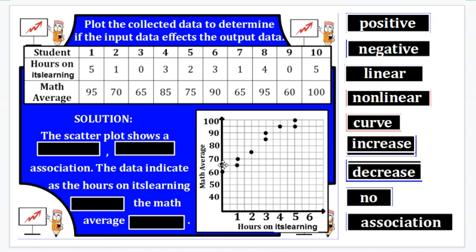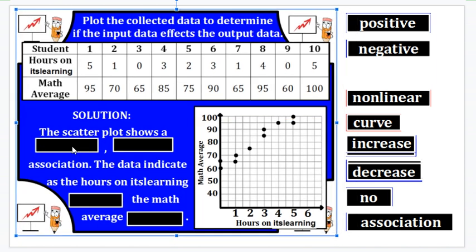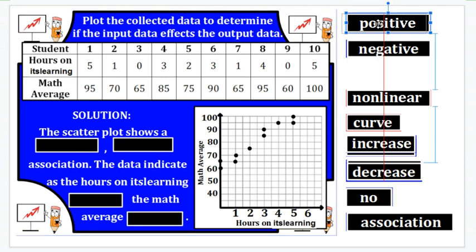What type of association? So first let's look at it. Which way does it seem to be going? It seems to be going uphill. So uphill means that it is positive. And then would it be linear or would it be nonlinear? It would be linear. So a linear, oh, that didn't work, did it? Let's see if I can move it this way. So a linear positive association.